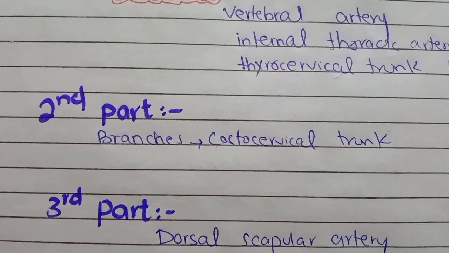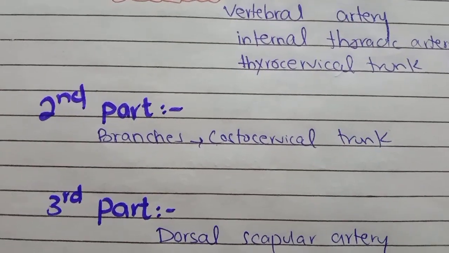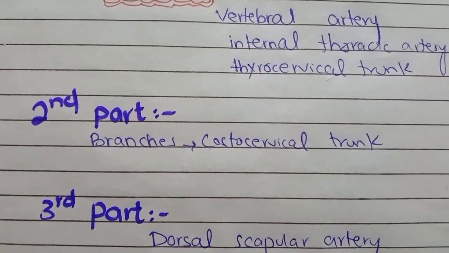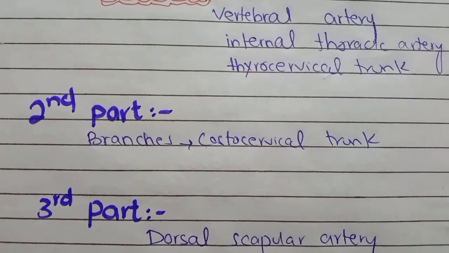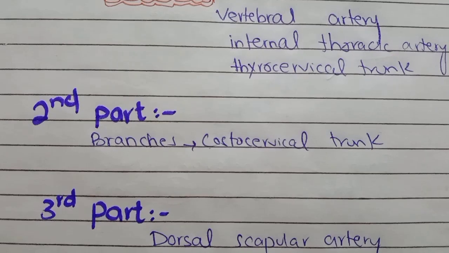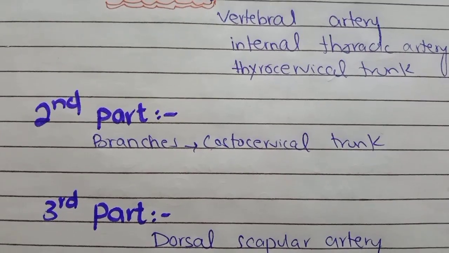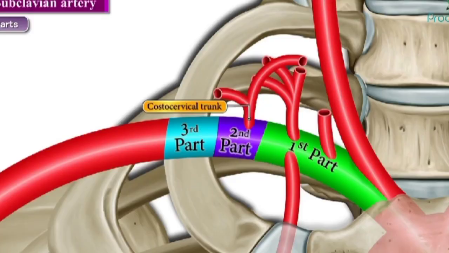Now we will talk about the second part of subclavian artery. This part of subclavian artery lies posterior to the anterior scalene muscle and gives rise to a trunk called costocervical trunk, which courses upward. You can see here costocervical trunk, which is coming from the second part of subclavian artery.